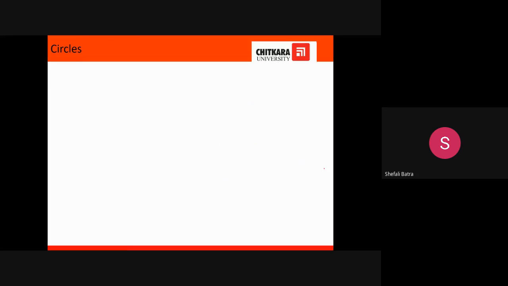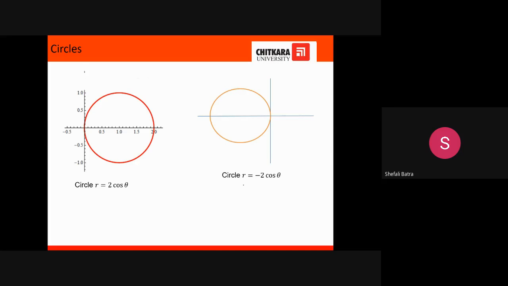Now come to the next. This is the circle r is equal to 2 cos theta. And this is r is equal to minus 2 cos theta. First you have done r is equal to 2. You need to remember all these things. If r is equal to 2, it means a circle with center at origin with radius 2. This is the circle, right? Now I'm saying the circle r is equal to 2 cos theta.